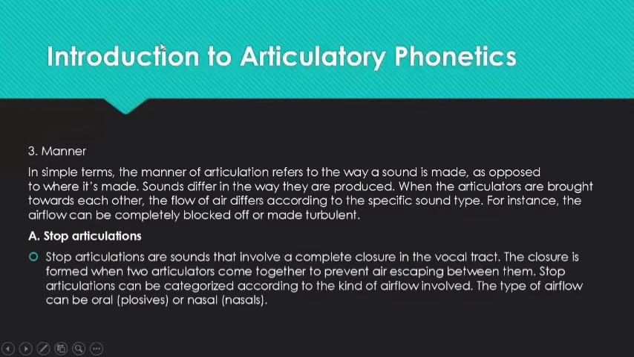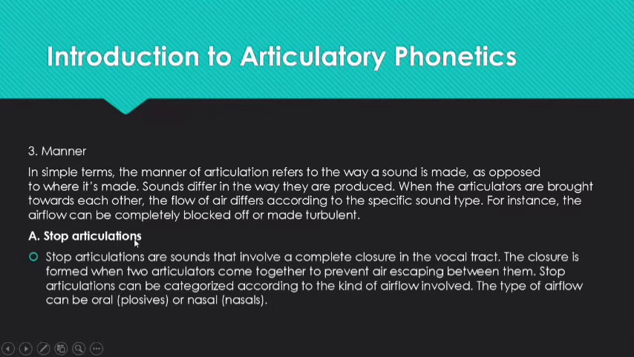Introduction to articulatory phonetics, continued. 3. Manner. In simple terms, the manner of articulation refers to the way a sound is made, as opposed to where it's made. Sounds differ in the way they are produced when the articulators are brought towards each other. The flow of air differs according to the specific sound type. For instance, the airflow can be completely blocked off or made turbulent.